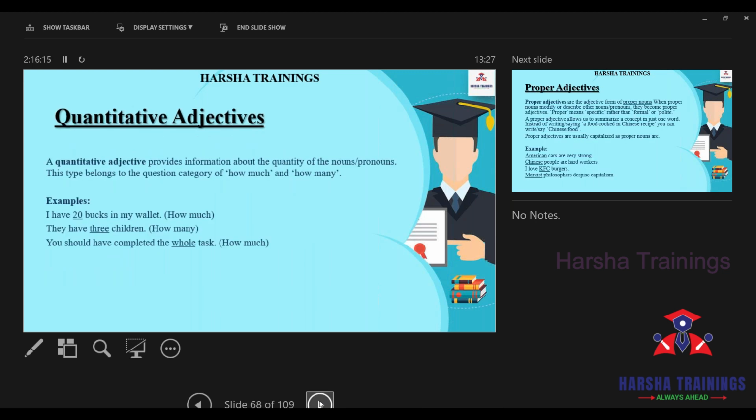Okay. Next, quantitative. We have talked about qualitative. Now this is quantitative, quantity, right? It provides the information on the quantity of the nouns, number. I have 20 bucks or 20 rupees in my wallet. How many? 20. So 20 becomes the adjective there. I have 3 children. How many children? 3 children. 3 becomes the adjective. Simple, right? When you look at the term, it might look difficult to understand, but when you understand it, it will be easy for you. You should have completed the whole task. How much of the task? Whole. That means completely. So whole becomes the adjective there.